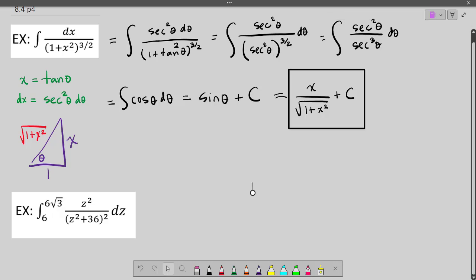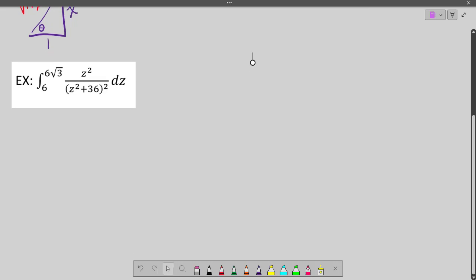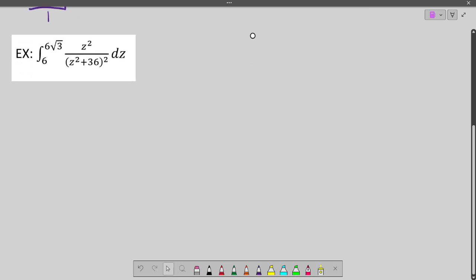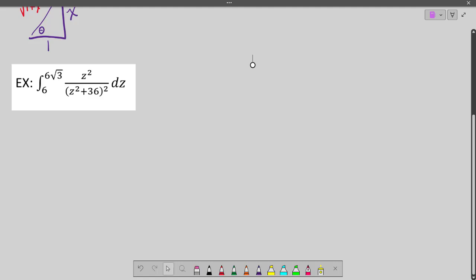All right, let's take a look at a tangent one that's got limits of integration. So limits of integration, z is between 6 and 6 root 3. So, first thing, we unfortunately see that we don't have a sum of squares with a leading or trailing 1. We have a sum of squares with a 36. So what we're going to do is factor that 36 out.